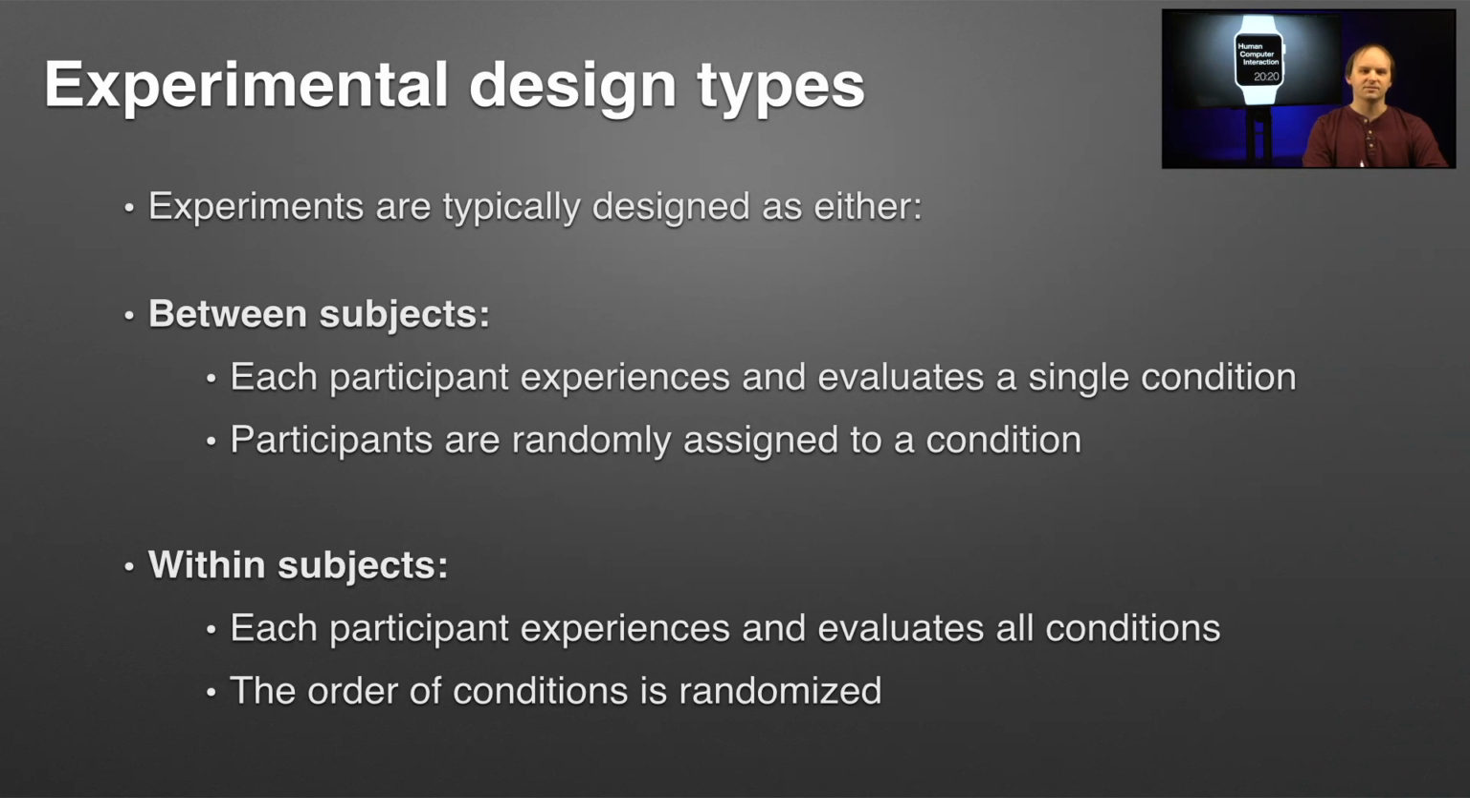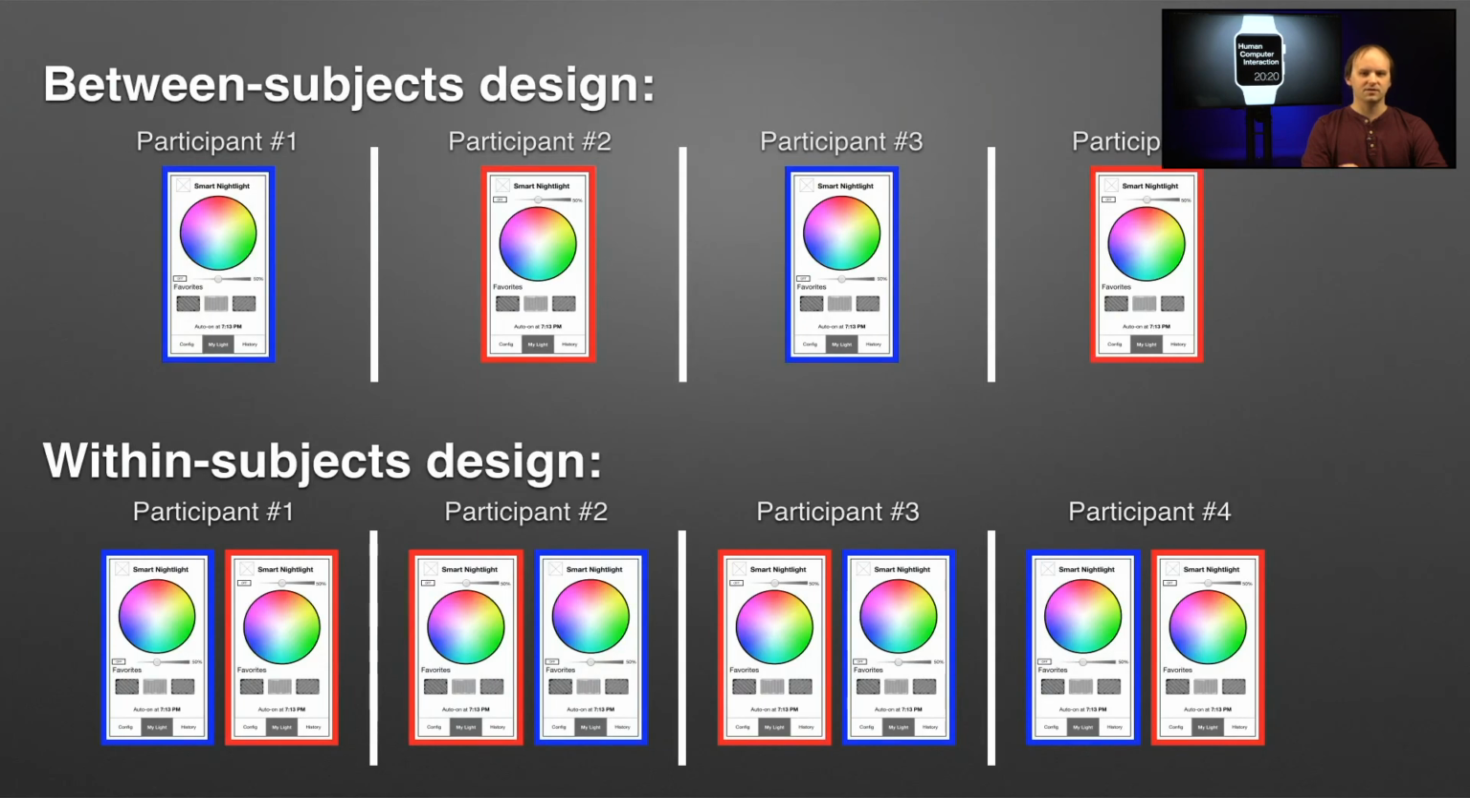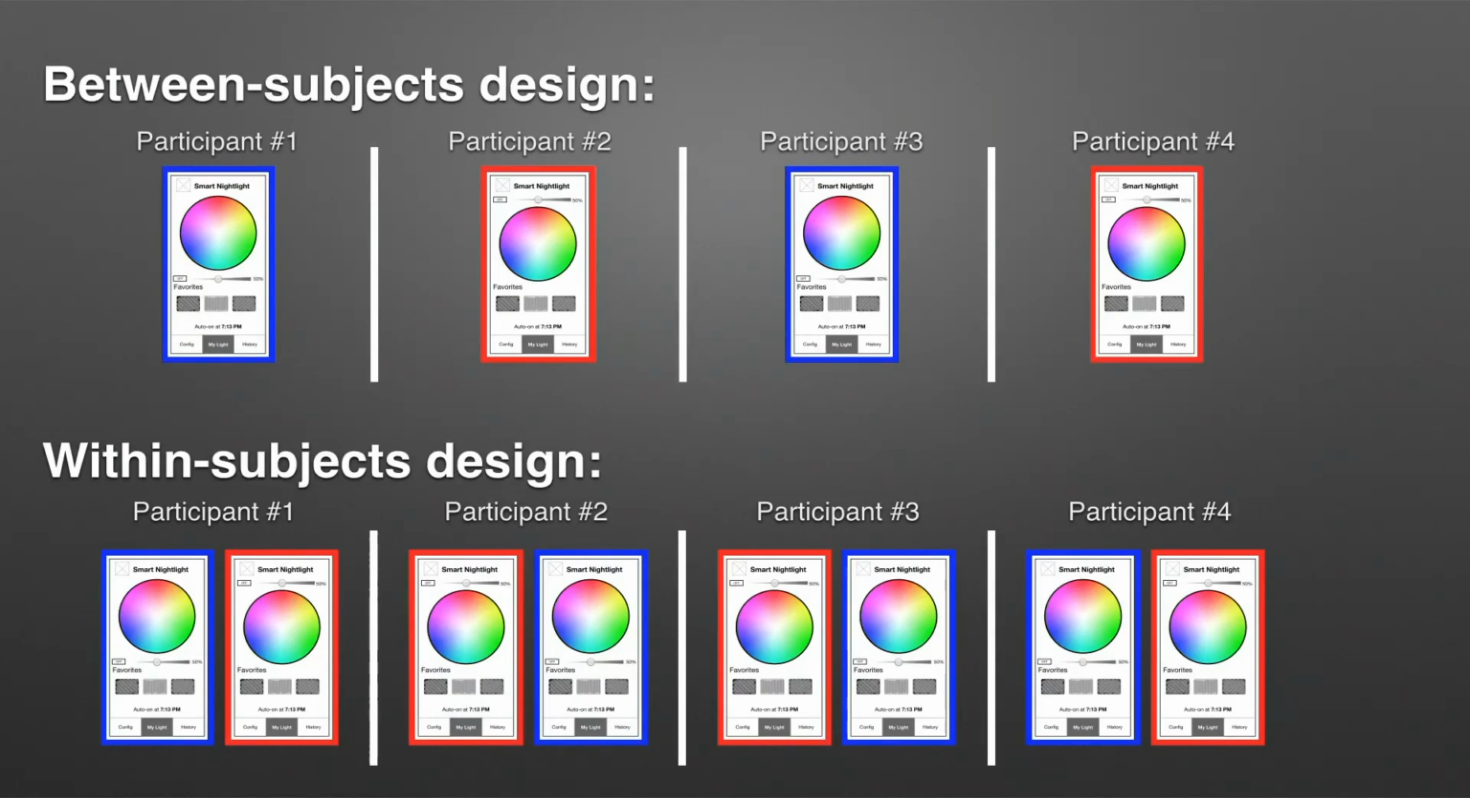If everybody sees green first, it may just be that everybody likes the first thing they see, and so we may not really be able to figure out what the effect of the color is. But these are the two forms of experimental design. You can mix these together if you do something a little more complicated, but at a basic level, these are the main ways of doing this.